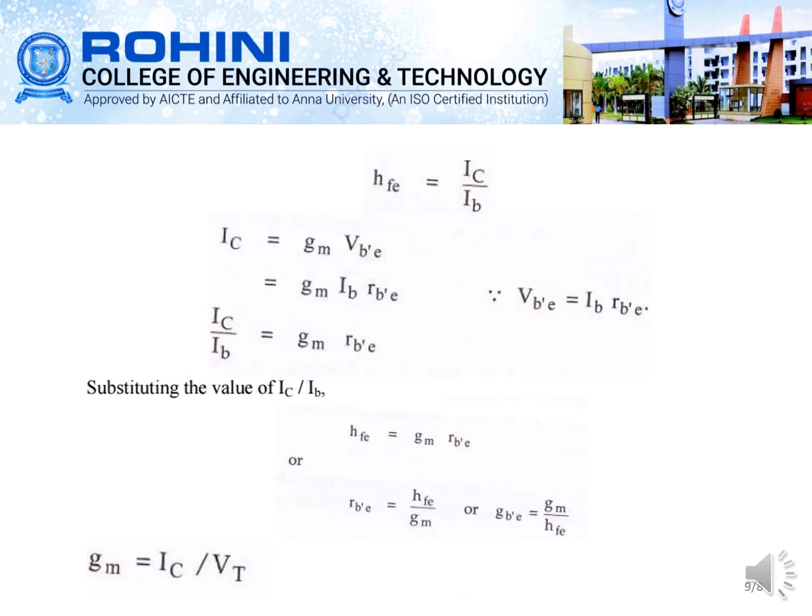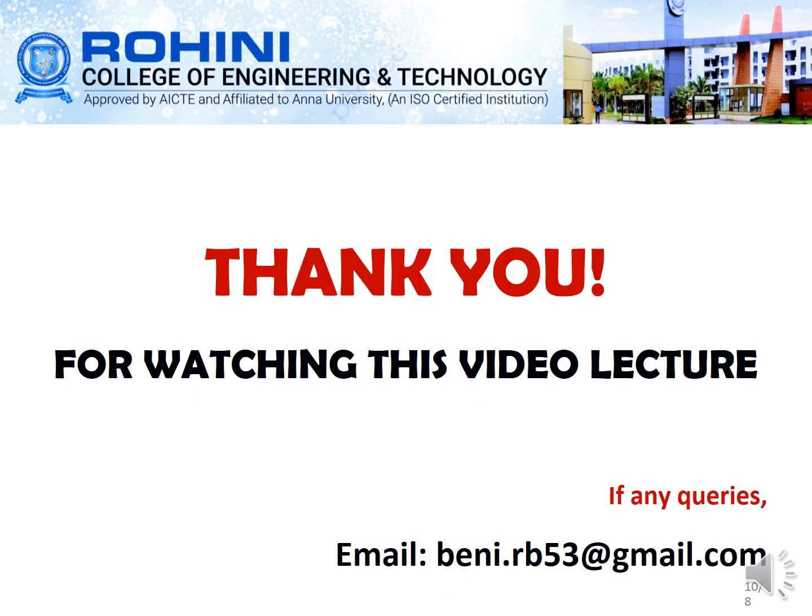HFE is equal to IC divided by IB. IC divided by IB is GM into VB'E, where VB'E we can write as IB into RB'E. So that is GM into IB into RB'E. You can cancel the IB, so that is GM into RB'E. Substituting those values, you will get GM is equal to IC divided by VT. Thank you.